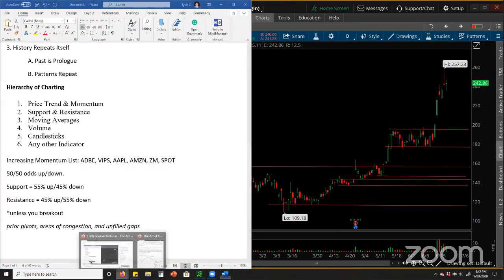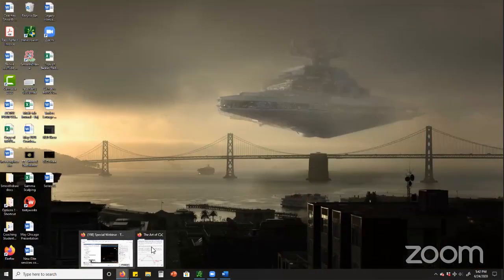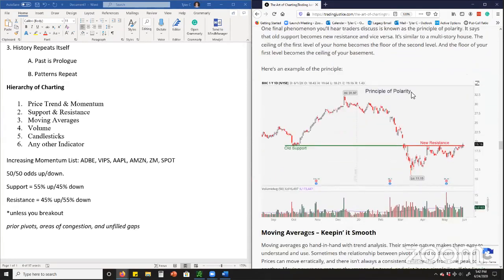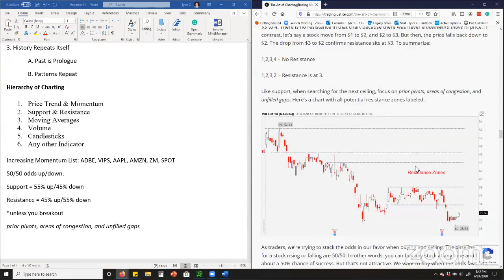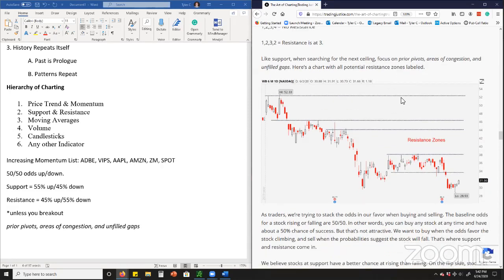All right, let's see if there's anything else. I think I'll leave it at that. You've got areas of resistance as well. You got some graphics there, but resistance is just the inverse. It's a downward move in price. Resistance would be up, up, down. Okay, up, up, down is going to be resistance.